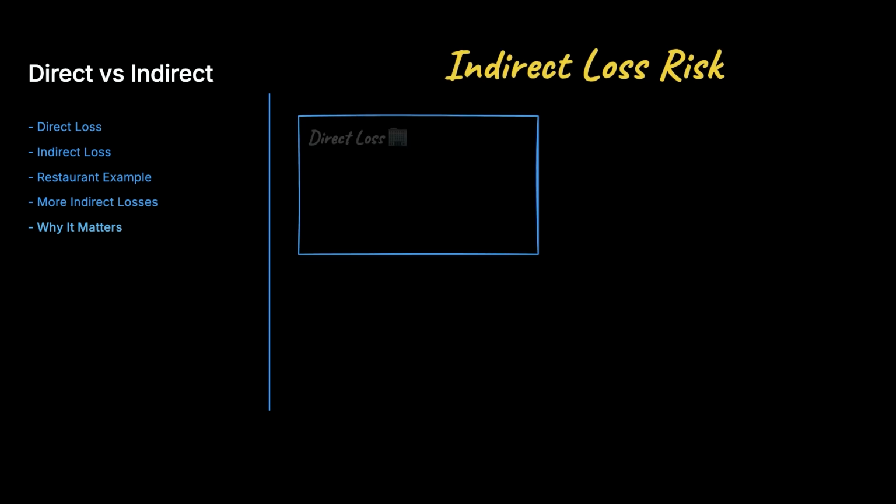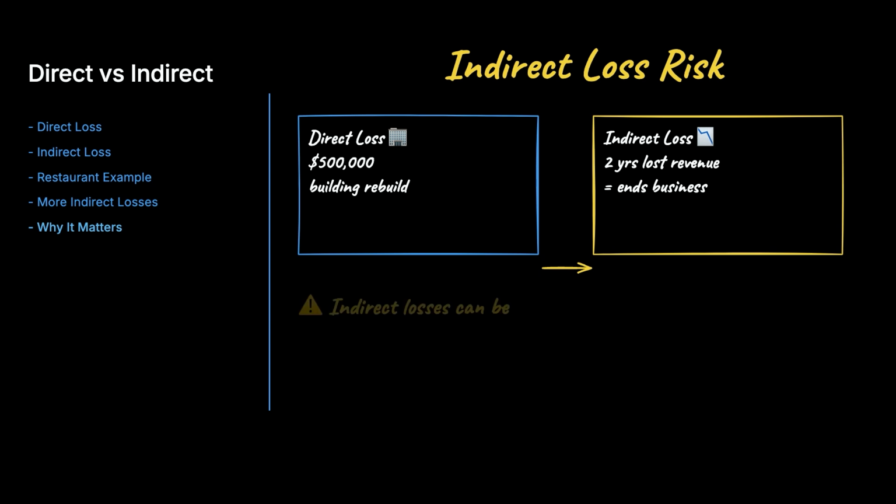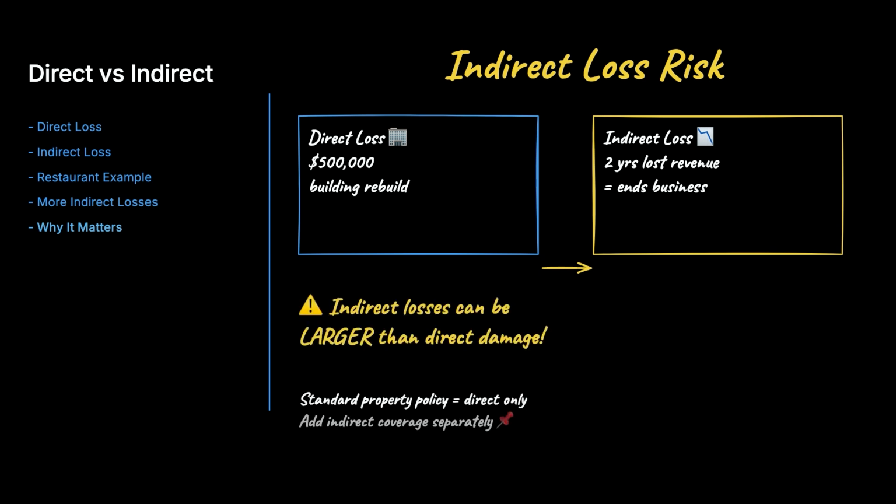So why does this distinction matter so much? Because indirect losses can be larger and more devastating than the direct damage itself. A business can rebuild a $500,000 building, but 2 years of lost revenue may end it forever. Remember, standard property policies usually cover only direct losses unless indirect coverage is specifically added.